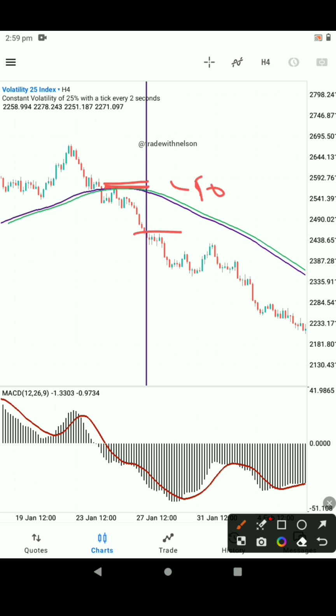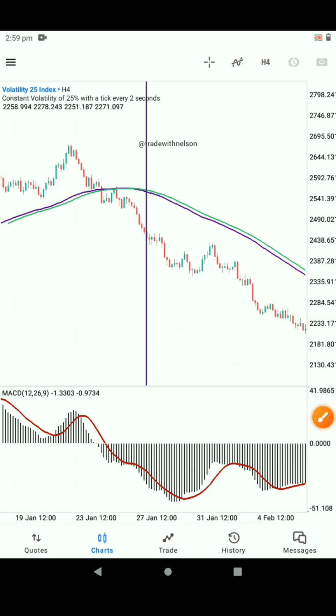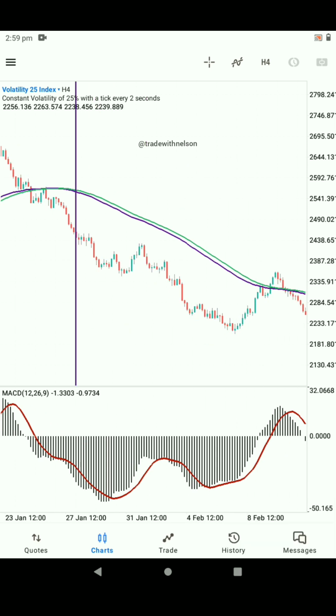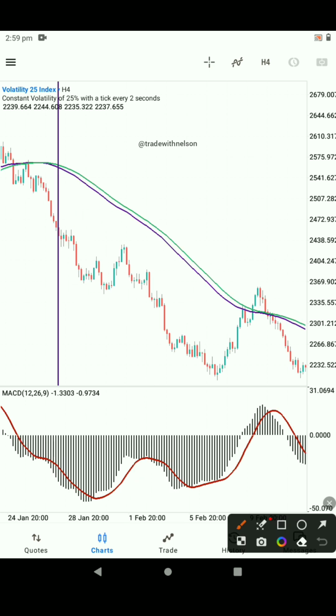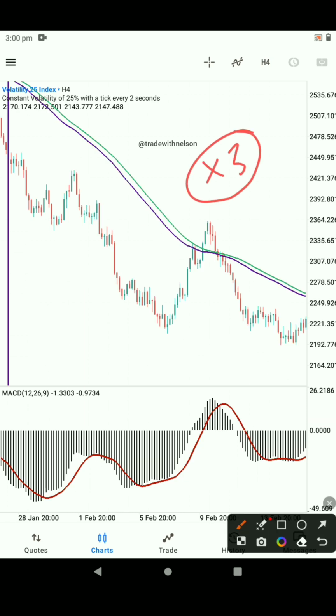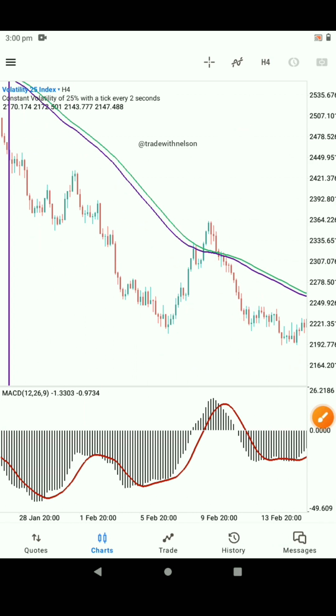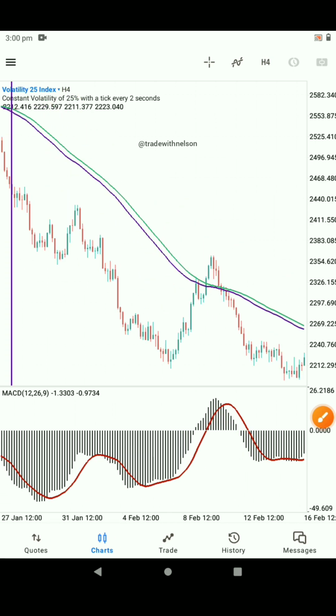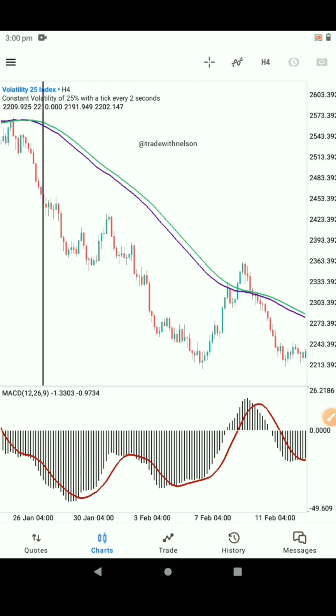Let's say you risk $10. Then you will target times 3 of the amount you risk. You will take your profits around this point. So there is also another way that you can close your profits. You can also close your profits once you see the green go below the purple. But times 3 of your risk is the best way you can actually make more out of this strategy. Don't worry, I will show you some conditions why I said so.